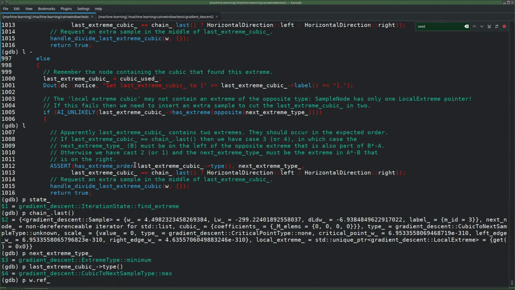I think I just have to treat case 1 differently. This would be case 2, and case 1 means that this is true, but we don't have the next extreme type included in it.